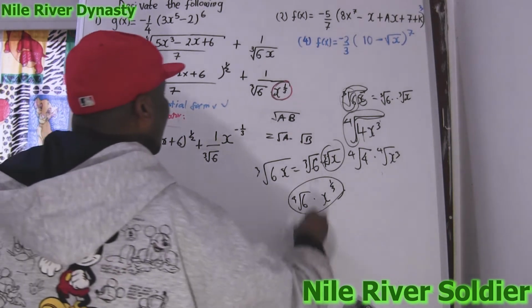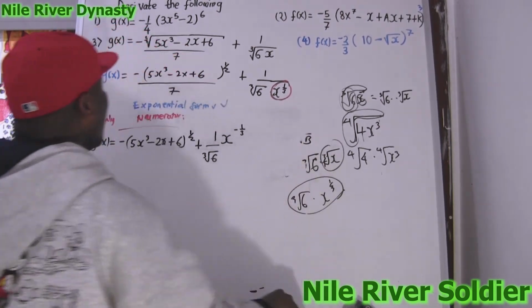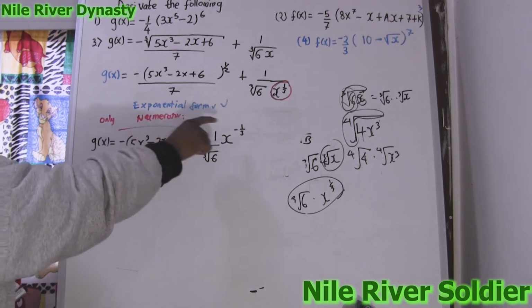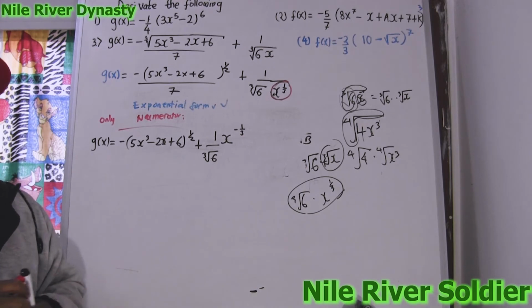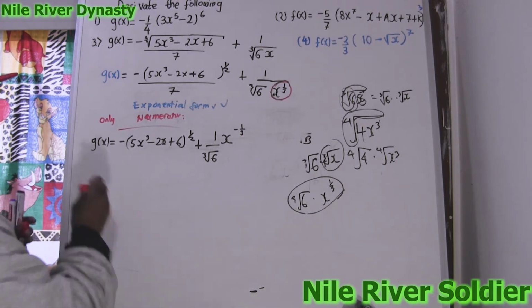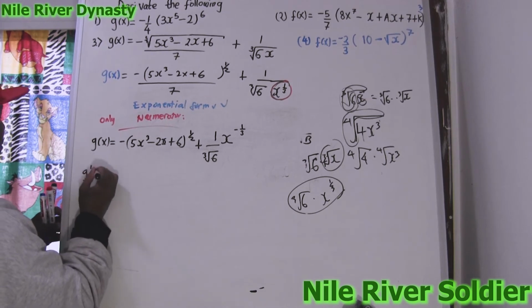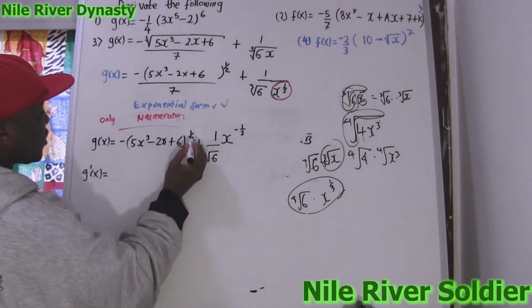The next thing here, can you differentiate now? Yes. So this is numerator. Everything must be exponential, and it has to be only in the numerator. So now, yes, we can differentiate. Let's differentiate. Only when it's in that condition. So we're going to say g prime equals, you see this one half is going to come back.